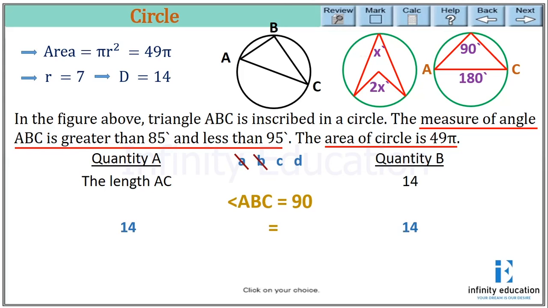Now if I take any other value for angle ABC except 90, like 88 or 92 or 93 or 86, whatever the value for AC is, it has to be less than 14 because AC will not be the diameter anymore. So quantity A should be less than 14 and quantity B is 14. So we can say quantity B is greater. So now I can eliminate C, and D is the answer to the question.